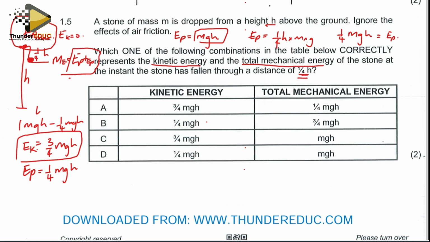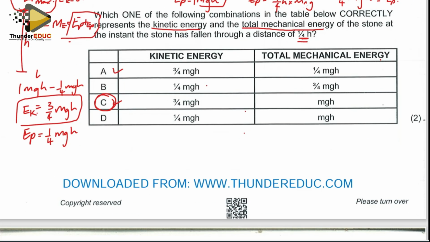So which options are 3/4? We have A and then we have C. Then they are also asking for the total mechanical energy. We say total must be equivalent to EP max. So I'll go for option C. Option C. That is showing us the kinetic energy and the total mechanical energy. Okay, so C is the correct option for 1.5.